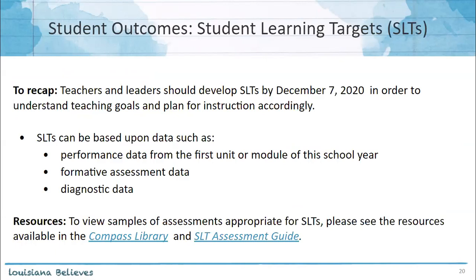So to recap, teachers and leaders should develop SLTs no later than December 7th in order to understand teaching goals and plan for instruction accordingly. SLTs could be based on data such as performance data from the first unit or module of this school year, formative assessment data, or diagnostic data to get us started. We also have a document in the Compass Library, an SLT assessment guide, to view samples of assessments appropriate for SLTs, if that's helpful to you.